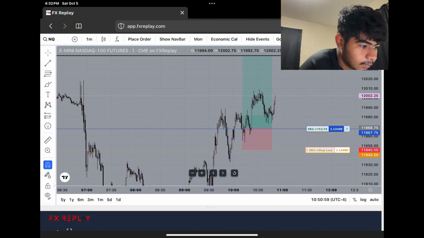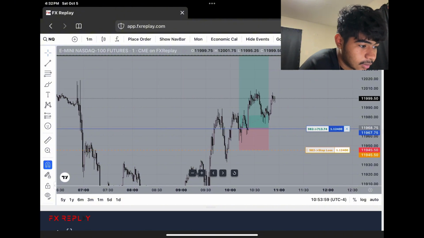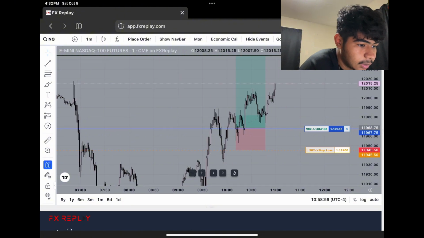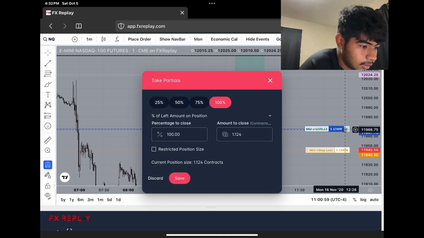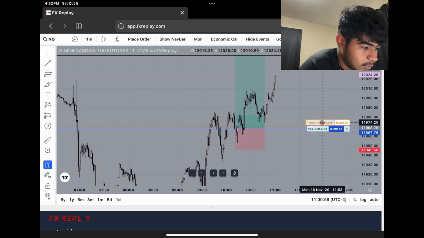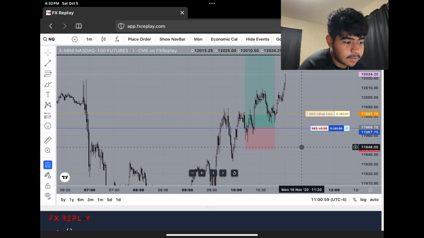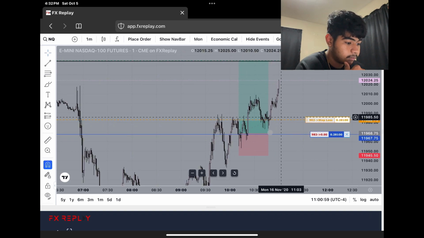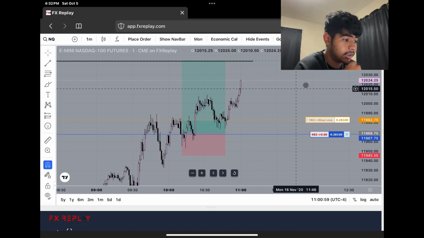And being patient. This is a longer trade. I'm gonna take off 75% here. Stop loss, we could keep it below this fair value gap at this point. And again, we could just let it ride right here.